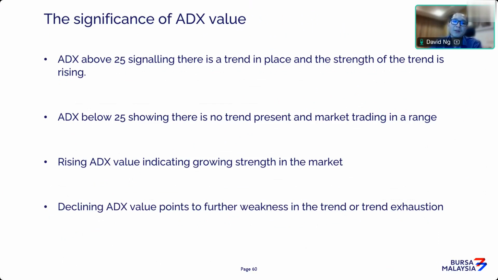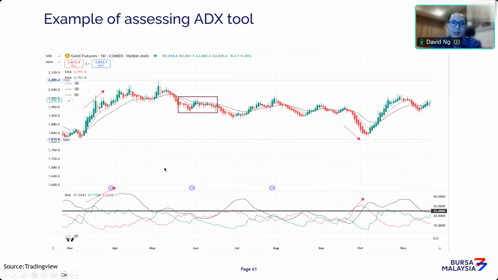ADX is based on a value. Anything that's above 25 is telling you there's a trend. So in this example, you can see that during the downtrend market, ADX rising is telling you that this downtrend is gaining strength and momentum. So ADX doesn't tell you direction. It's just telling you whether the trend has strength in it or not. Once the trend loses strength, the ADX will start to decline. So importantly, always watch the value of the ADX.